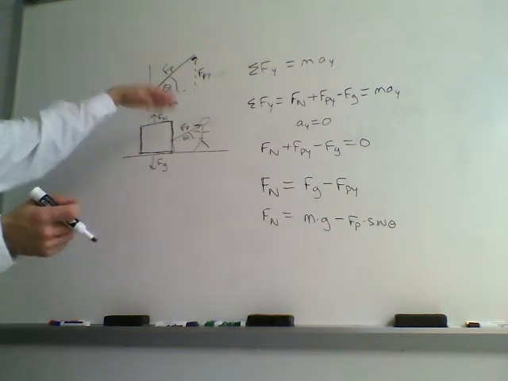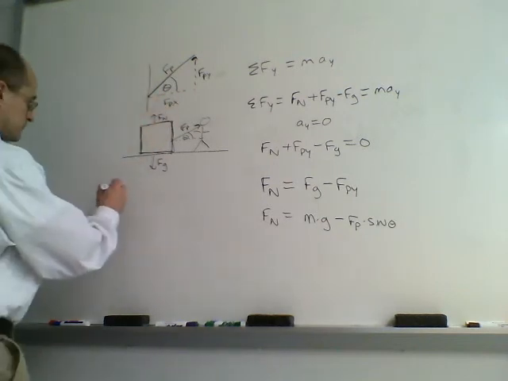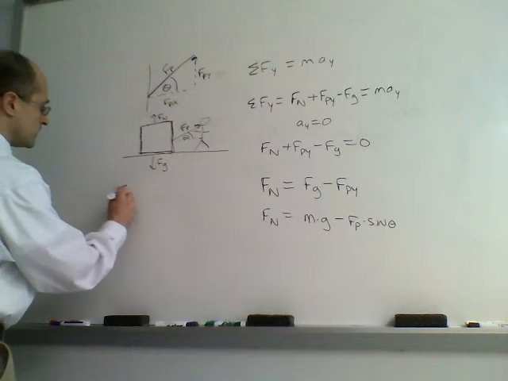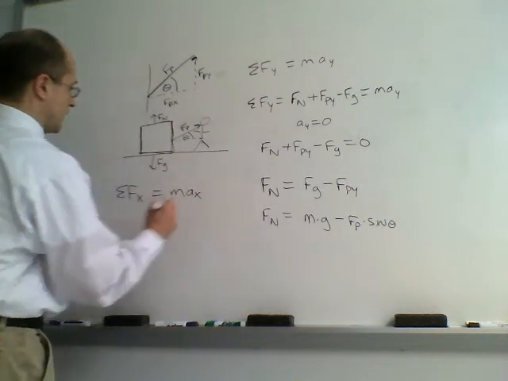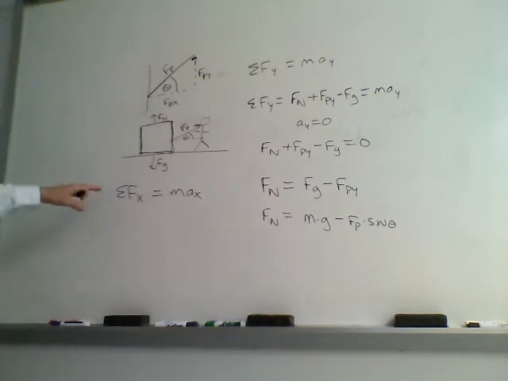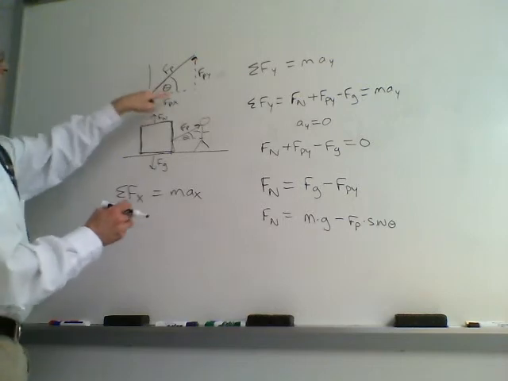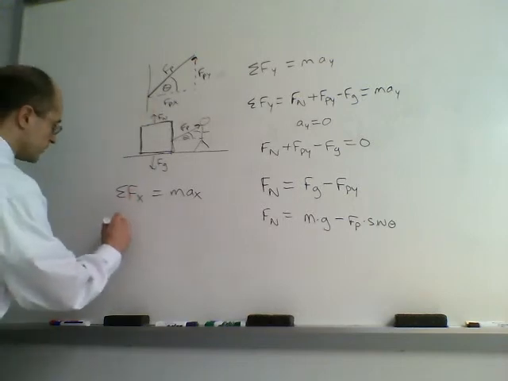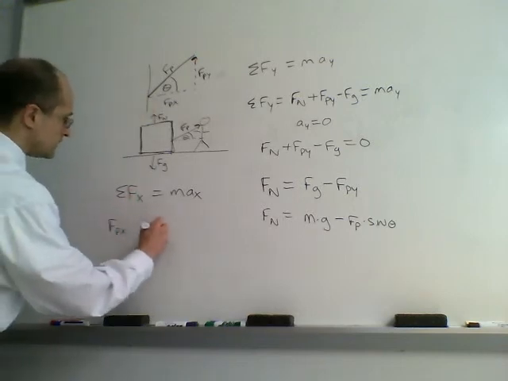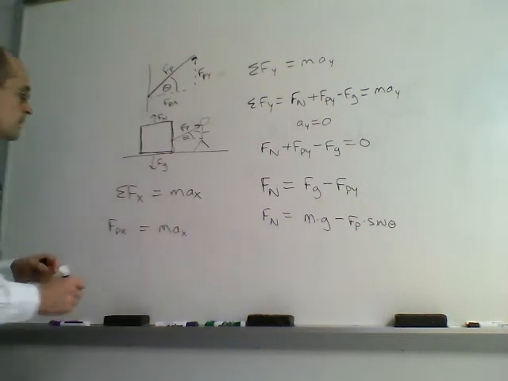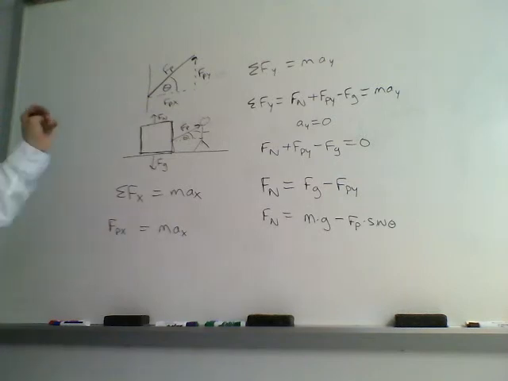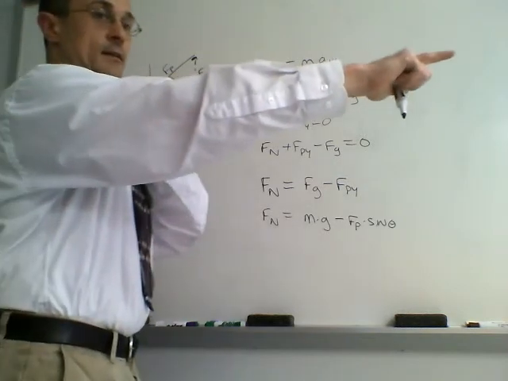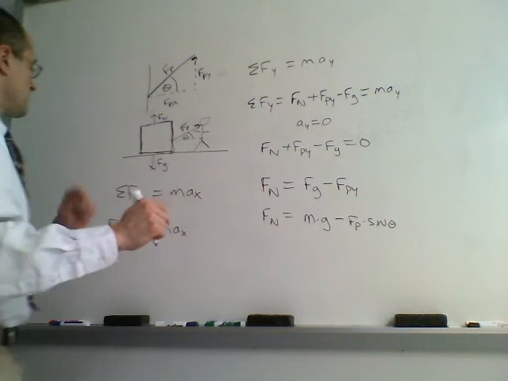Now let's look at the sum of the forces in the x direction. When we sum the forces in the x direction, that's equal to ma_x. And we only have one force, the force of the pull in the x, and that's equal to ma_x. So this is only one force, which means the box is going to start accelerating this way because of our force of the pull.